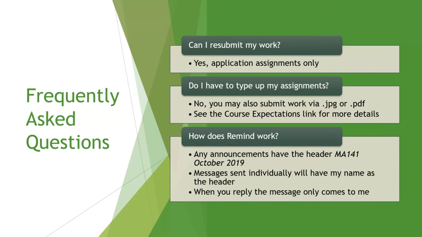And then the last thing was, how does Remind work? There are a lot of people who are signed up for Remind. That's the thing that you see when you log in the class. So basically any announcements that I send out will have the header MA141 October 2019. If I send you a message individually, it will either say that it's coming from me, my name, or that header won't be there. There won't be a header at all, basically. I've tested this out because I have it sent to my phone and via texts. So that's how you can tell whether I've sent something that's going to everybody or if it's just to you.